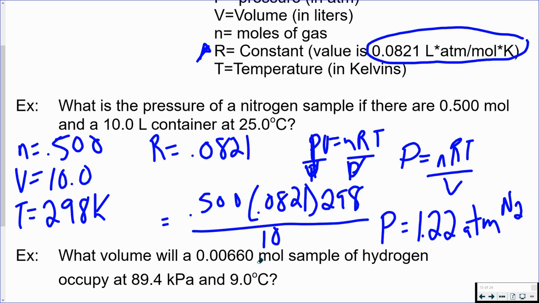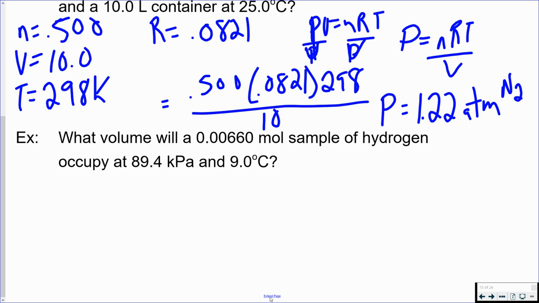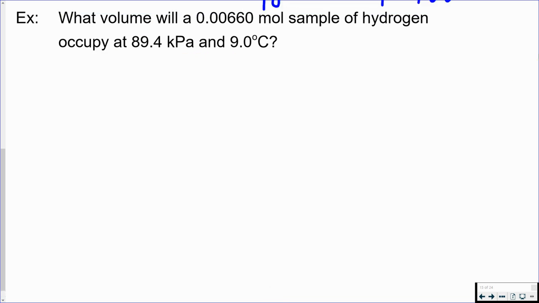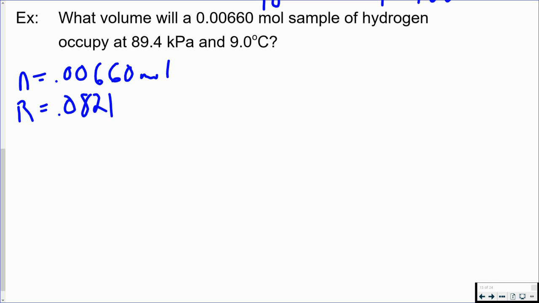All right, I'm going to have you do the second one. Keep in mind, you may need to do some conversions. All right, let's go through that in 5, 4, 3, 2, and 1. So now we have an n value of 0.00660 mole. We're trying to find volume. R is equal to 0.0821. You have temperature at 282 Kelvin, and you have pressure.